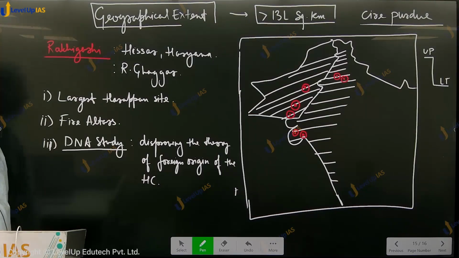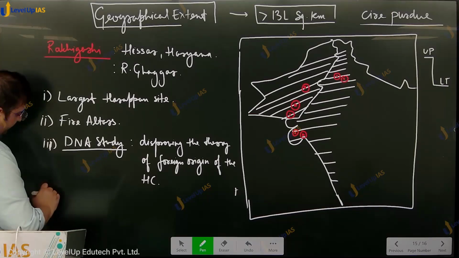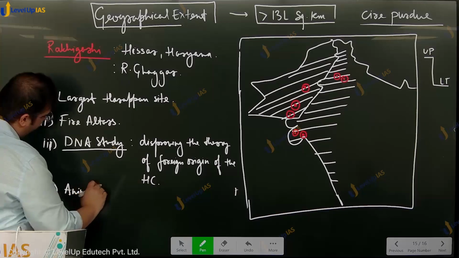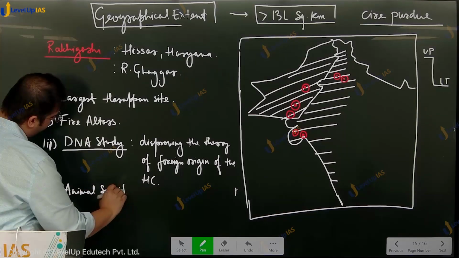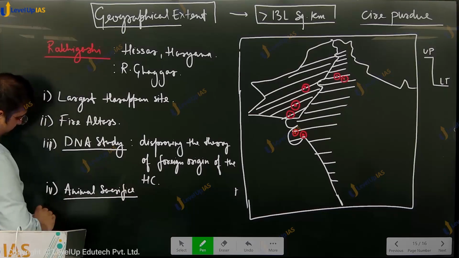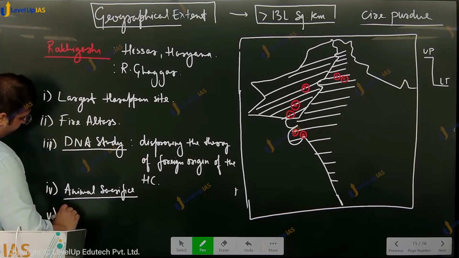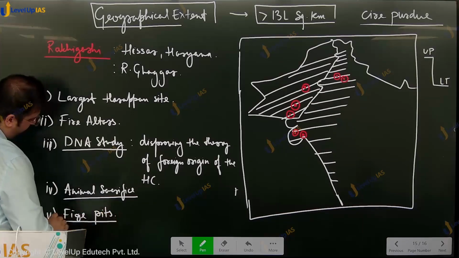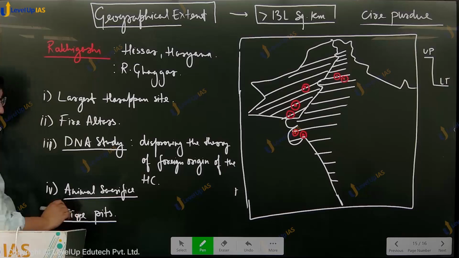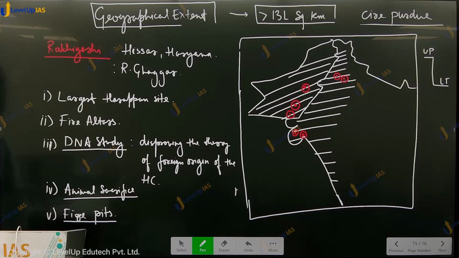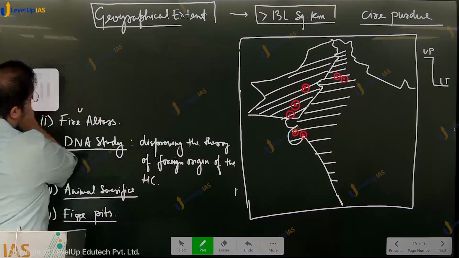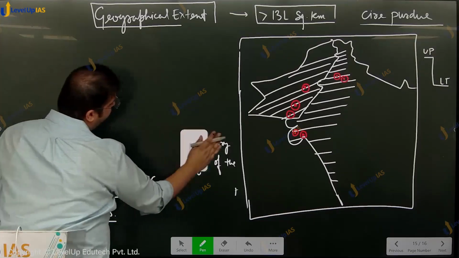What else do we get from here? We get evidence of animal sacrifice and fire pits, both of which indicate the importance of the fertility rituals for the people of Rakhi Gadi. ये हो गया राखी गढ़ी.